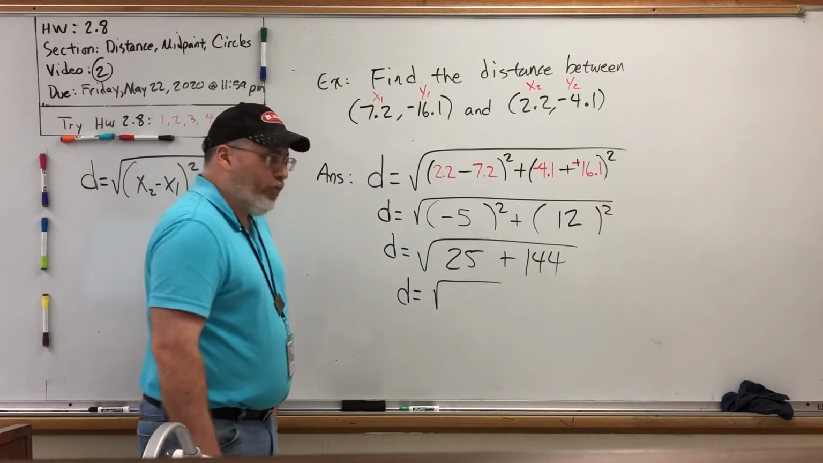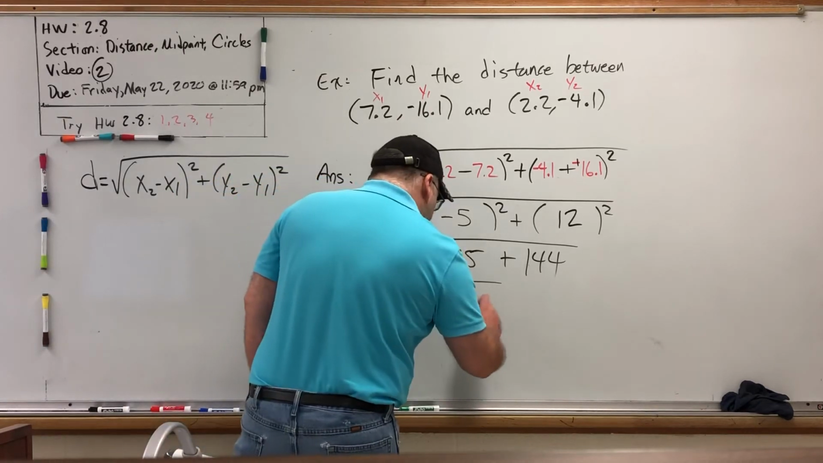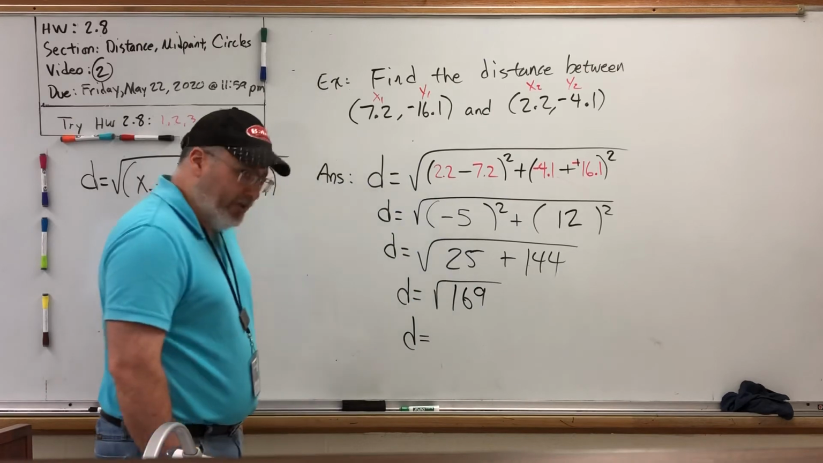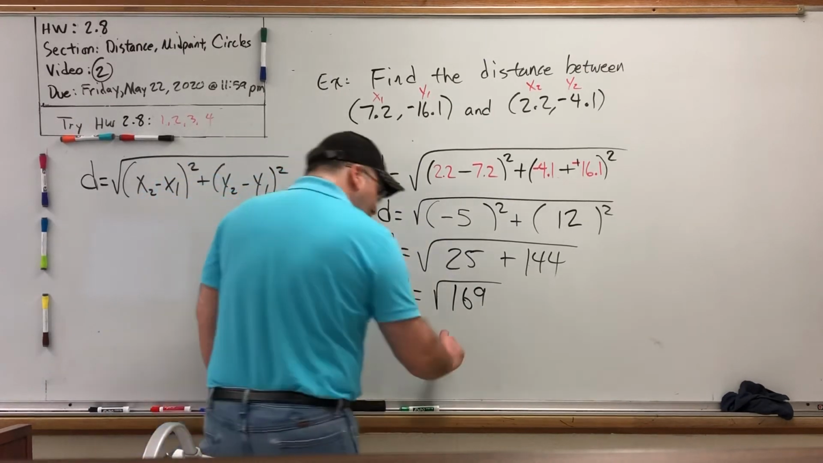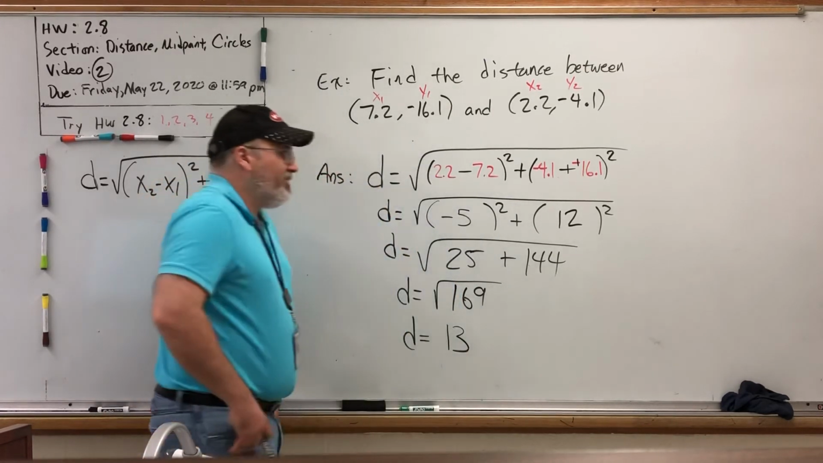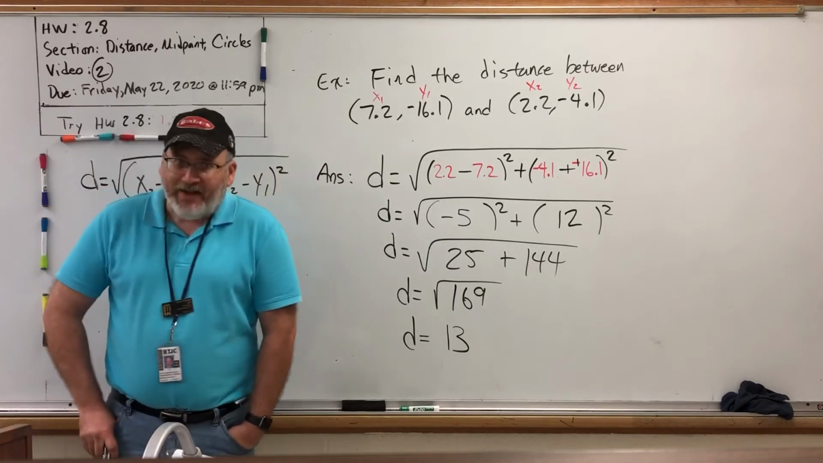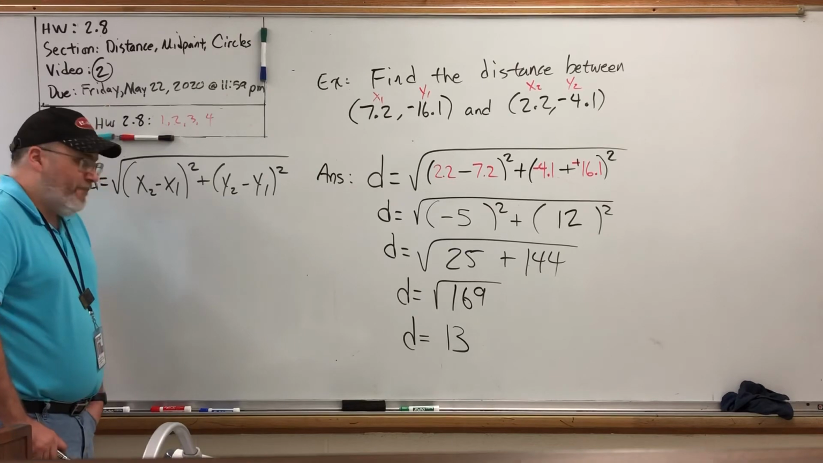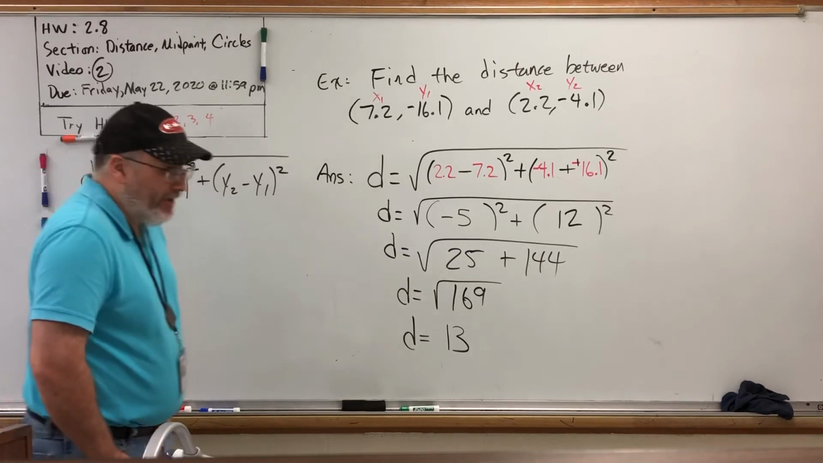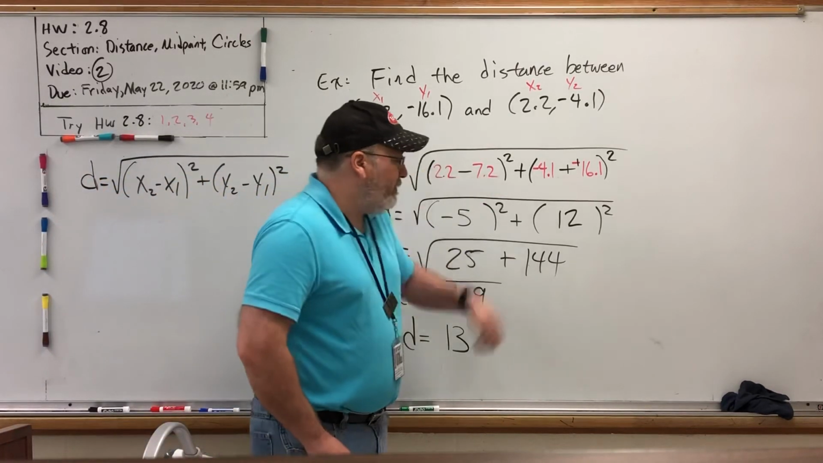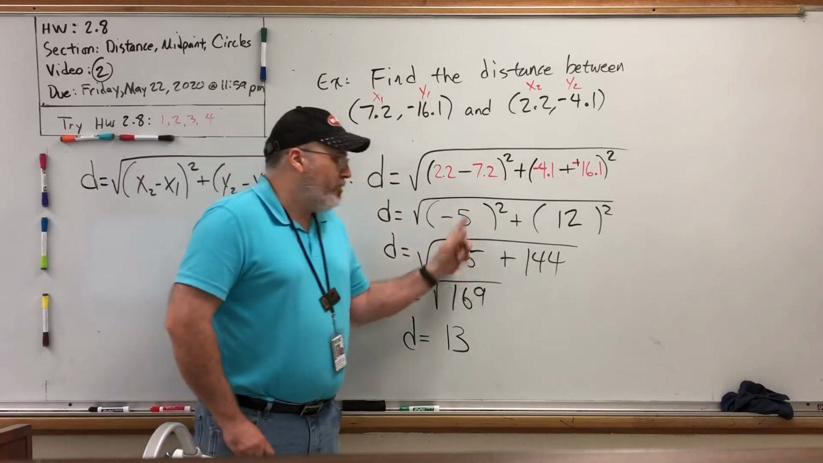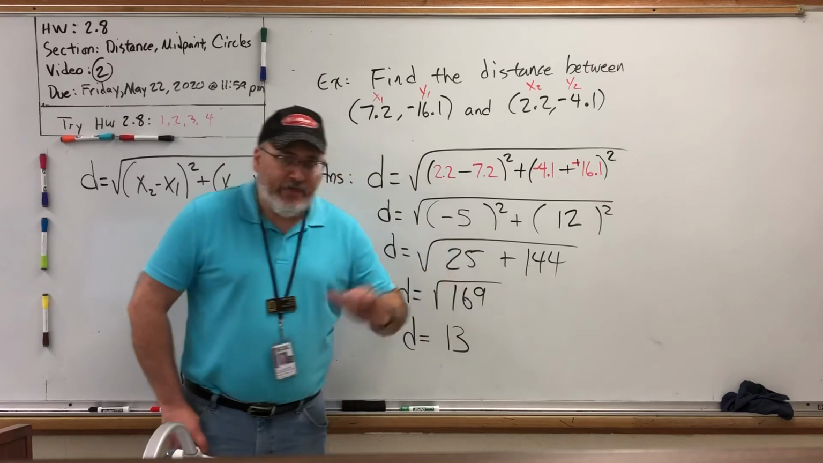25 plus 144 is 169, and you may not recognize that as 13 squared, but it is. And if you put it in a calculator, it will confirm that the distance between those 2 points is exactly 13. So the distance formula is pretty straightforward. Just watch your signs, watch the insertion of the values, and make sure you work it out in the correct order. Subtract, square, add, and then square root.